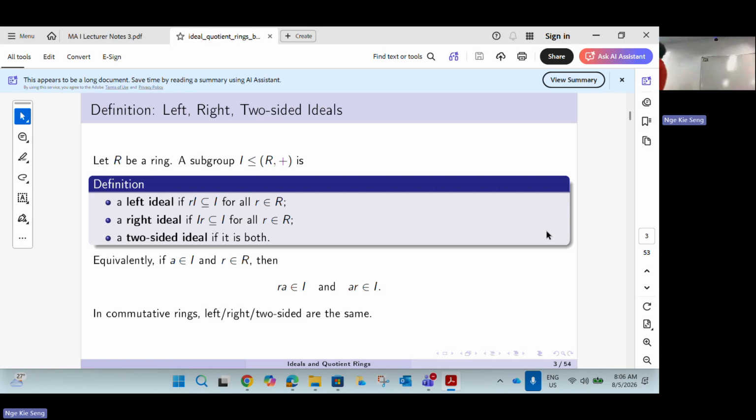First, we define the left, right, and two-sided ideal. Let R be a ring, and I a subgroup of R under addition. I is a left ideal if ri is in I for every r in R. The right ideal is just ir in I. We say it is a two-sided ideal if both ri and ir are in I.